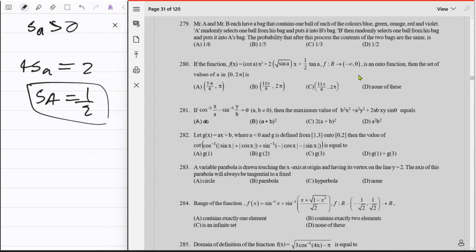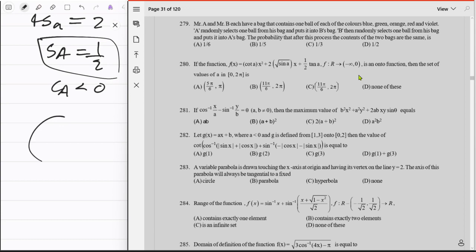And what else? We also have cot a should be negative, so cosine a should be less than 0. So when does this happen? Sin a equal to 1/2 is in these two places, and cosine a negative is only in this place. So actually there will be only one way. In 0 to 2 pi, there's only one way, right? Set of values of a.